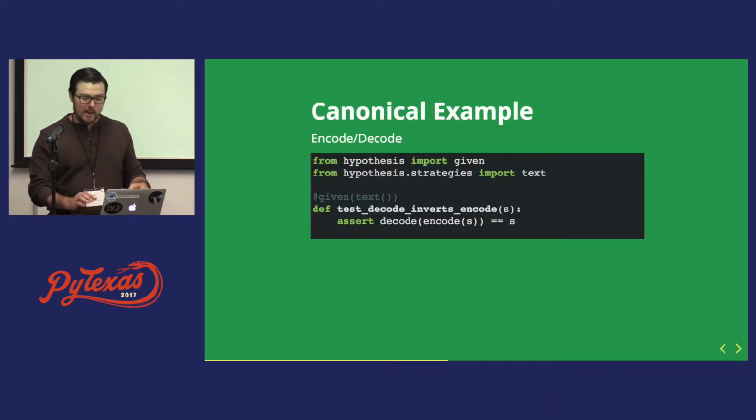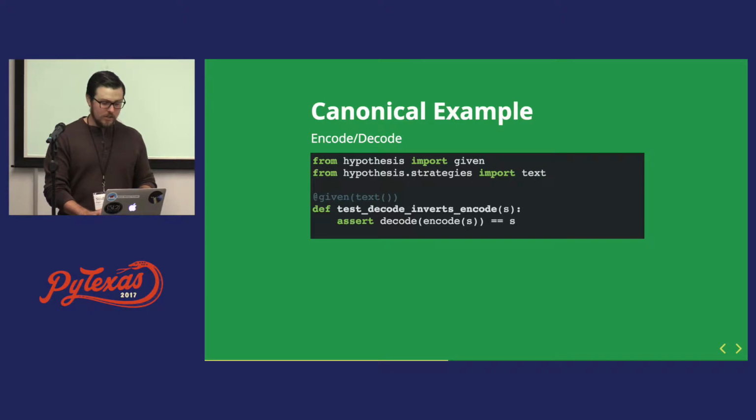So here's the canonical example. We're going to define a property here for encode and decode. This is like the ultimate property-based testing freebie. Anytime you see this symmetry where everything you encode should be decoded to the same thing, throwing property-based testing at it is going to work really well.